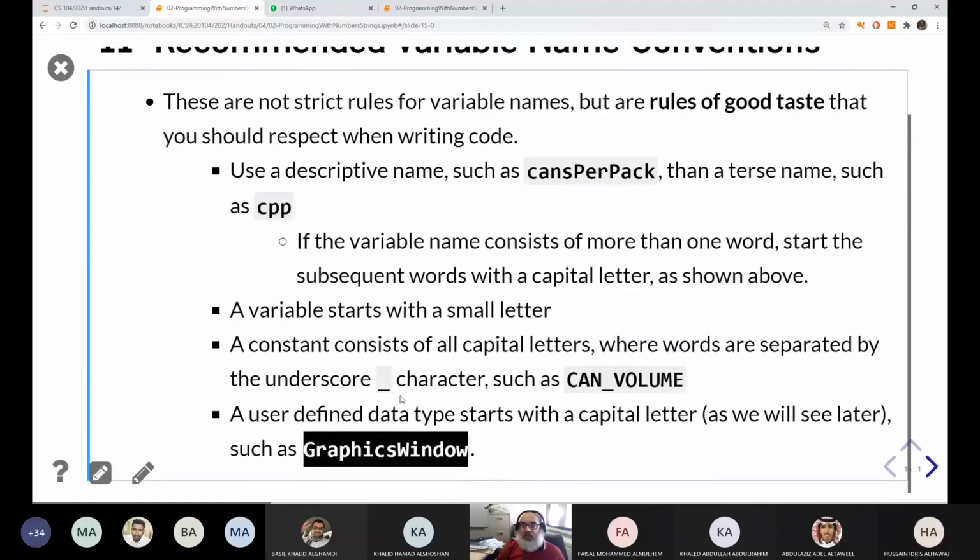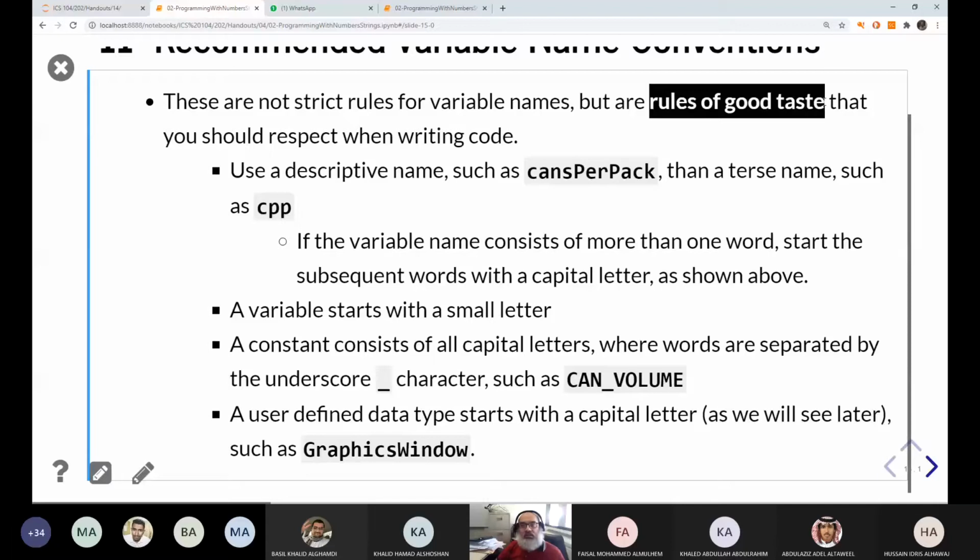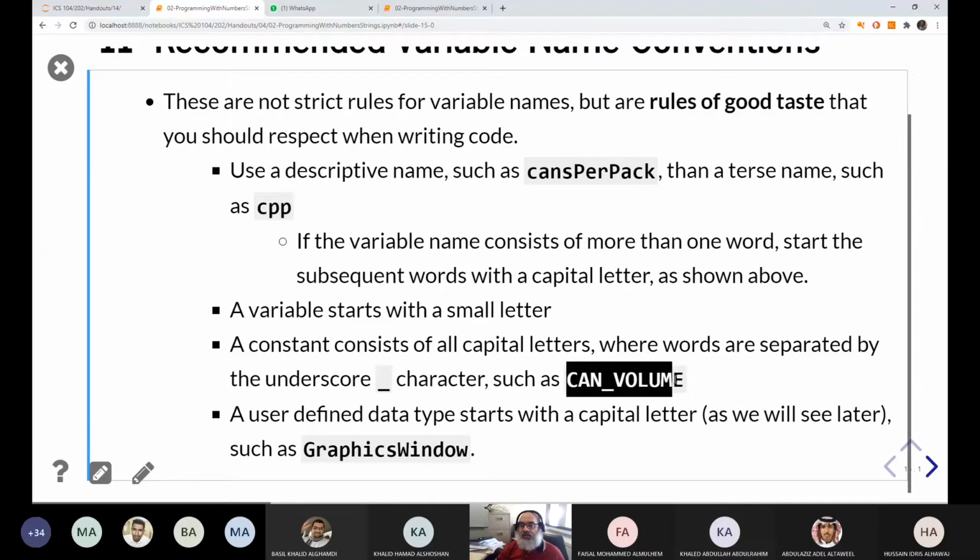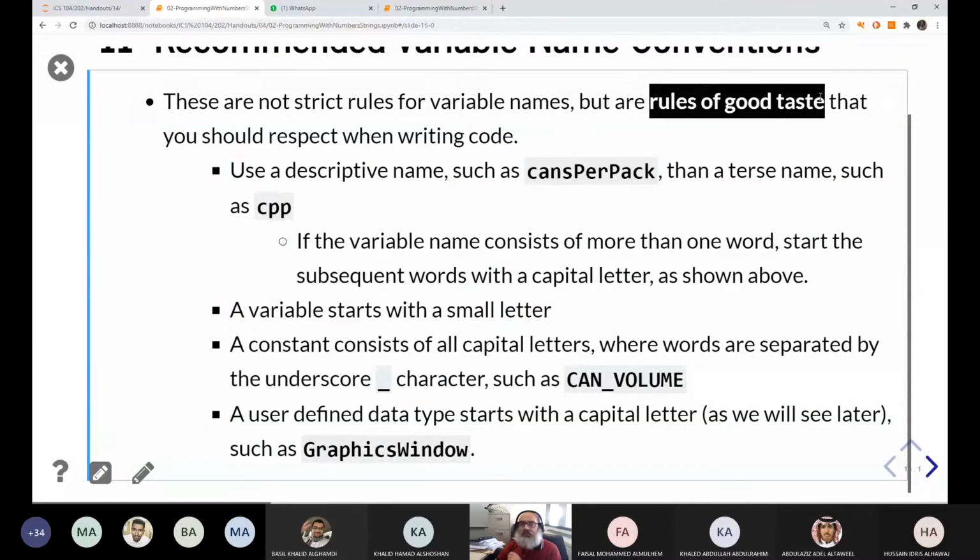So again, these are rules of good taste. These are not enforced, right? So I can define a user-defined type with all capital letters, and I can define a constant with all small. I can do that, but these are rules of good taste. So now, after I told you this, why do you think it's important to observe these rules of good taste, although they are not enforced by the language?